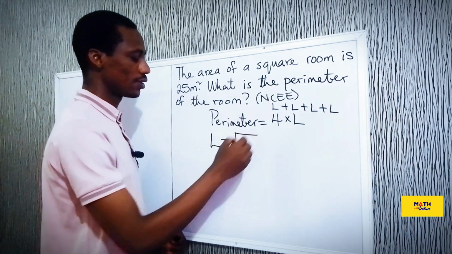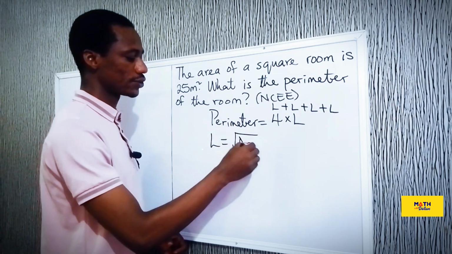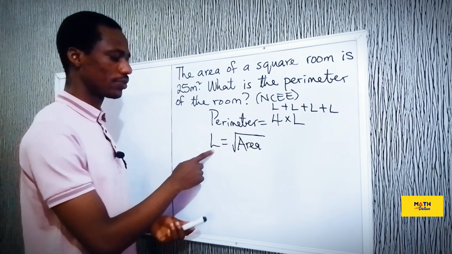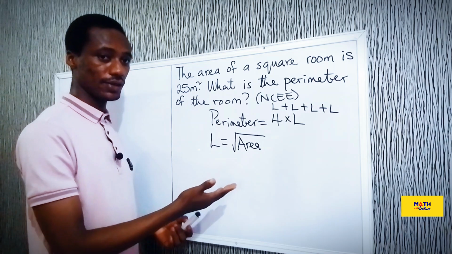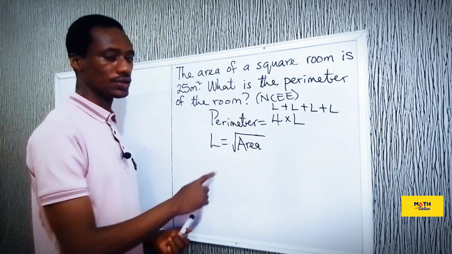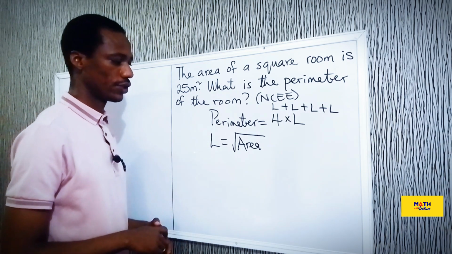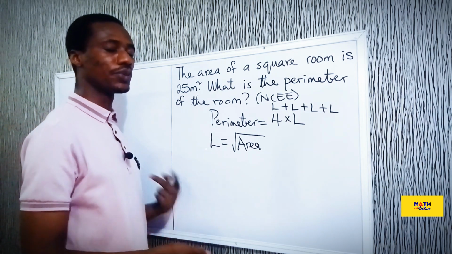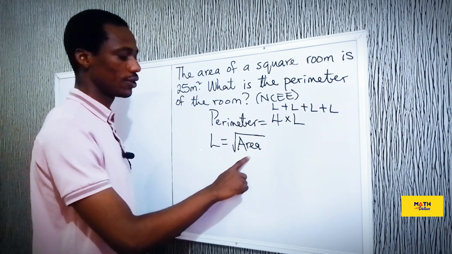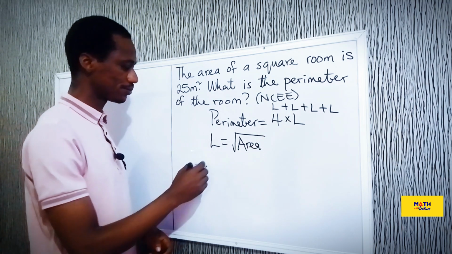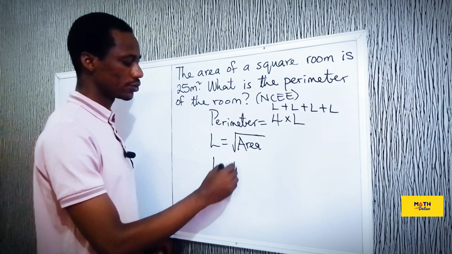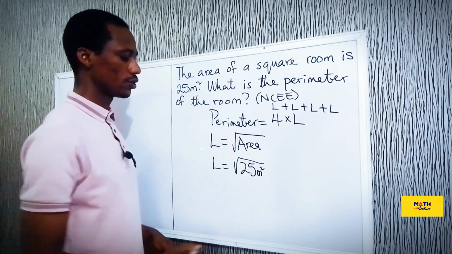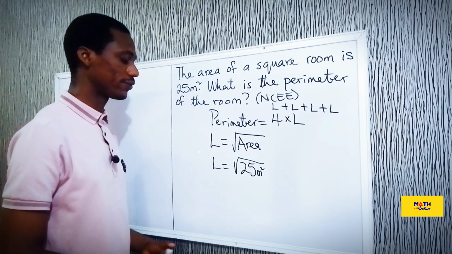To find the length from the area of a square, you take the square root of the area. Since you multiplied length by length to get the area of the square, to get the length, you take the square root of the area. That means we are looking for that particular number or length that we multiplied by itself to give us the area. So let's do that. The length will be the square root of 25 meters squared.